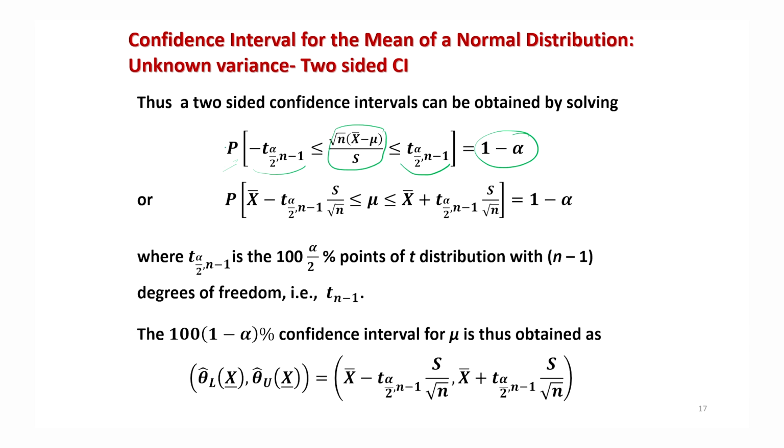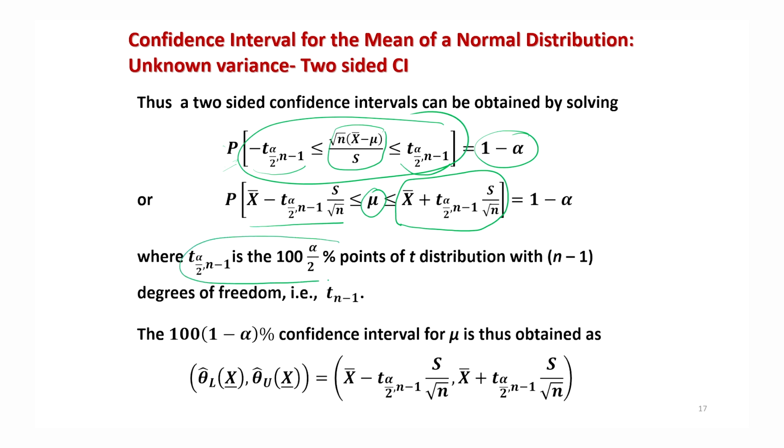Then I can solve this equation and I can write down very clearly, very easily actually, that mu is lying between x bar minus t alpha by 2, n minus 1 degrees of freedom, into s by root n, and x bar plus t alpha by 2 with n minus 1 degrees of freedom into s by root n, where this t alpha by 2, n minus 1 is the 100 alpha by 2 percent points on the t distribution with n minus 1 degrees of freedom, that is T n minus 1.